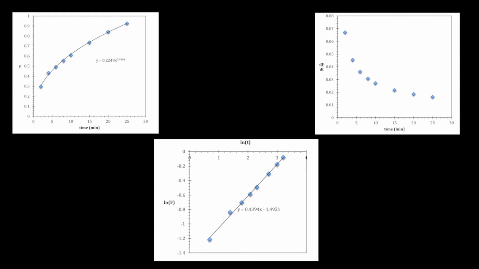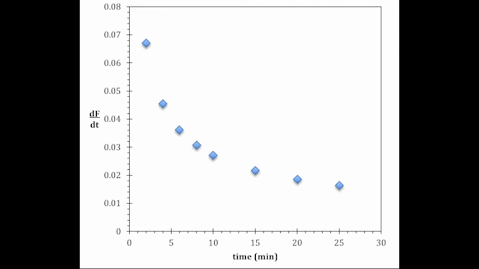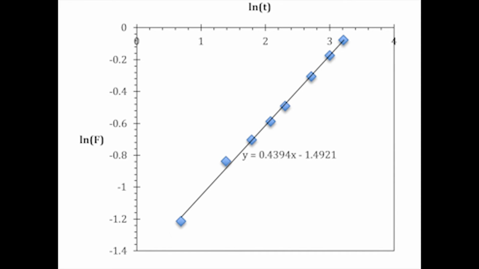Now we have all of the necessary values to produce the 3 plots we're interested in. The first is a basic F versus t plot, which shows us how the fraction of drug release changes over time. Next is a dF/dt versus t plot, which shows us how the rate of change of the fraction of drug released changes over time. Last is the natural log of F versus the natural log of t plot. This one is the most important because it tells us the n and k values for that condition. The slope of the regression line is the n value, and the y-intercept is the natural log of k. These values can be checked with the exponent and coefficient of the trend line on the F versus t graph, because the equation of this line is in the form F equals k t to the power of n.